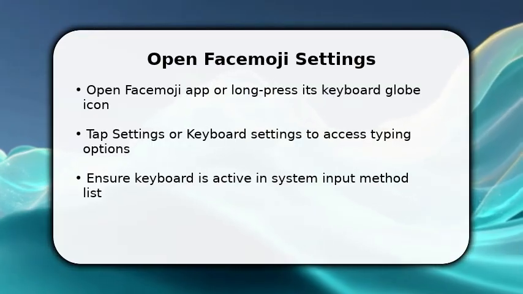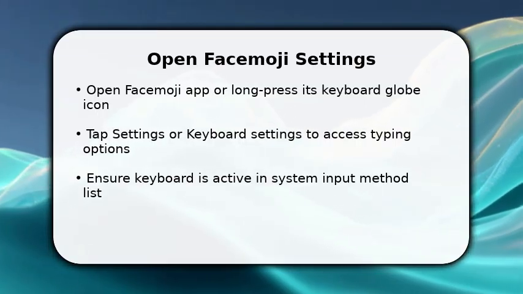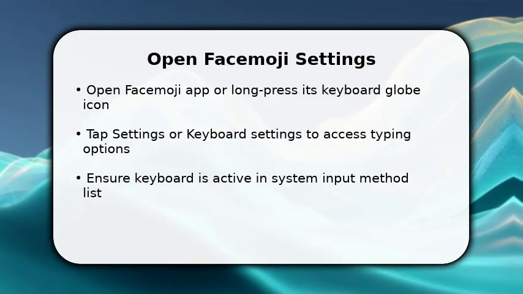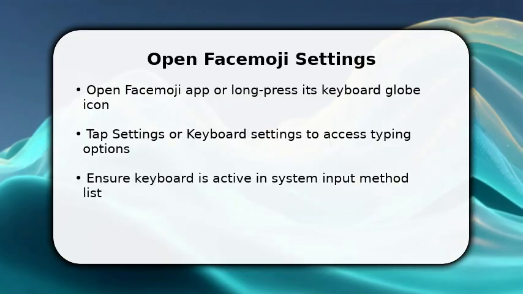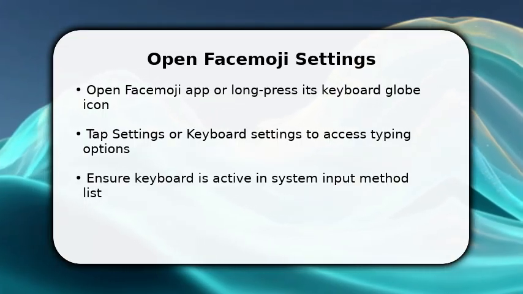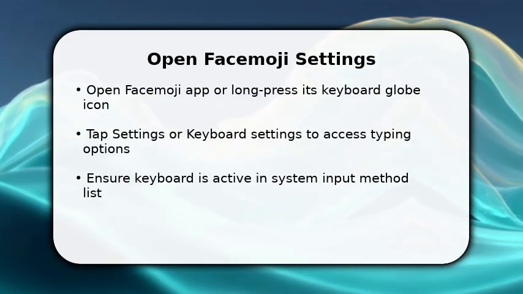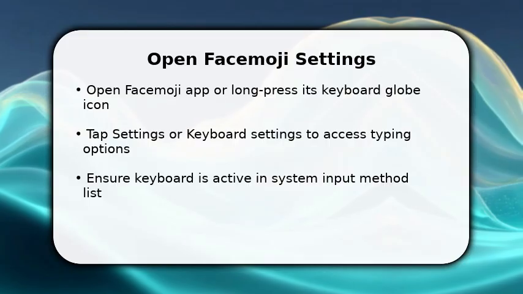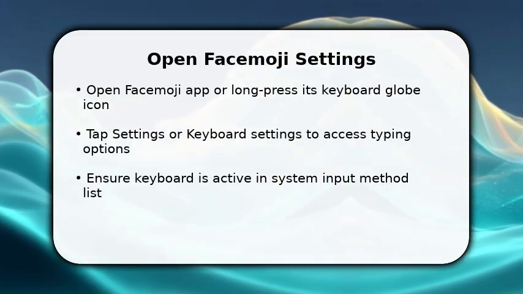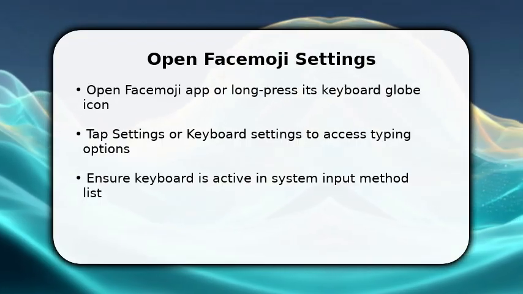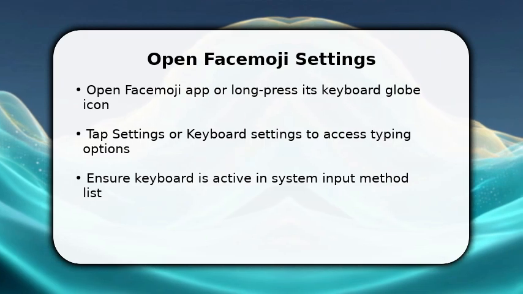You're starting inside Facemoji. First, open the Facemoji app or long press the globe on the keyboard to jump to settings. This puts you directly where typing options live. You need Facemoji selected as an active input method, so confirm that in system language and input. Once done, enter keyboard settings and look for typing, autocorrection, or smart typing sections. These are where autocorrect controls are kept. Doing this avoids wasted navigation and gets you to the toggle fast.